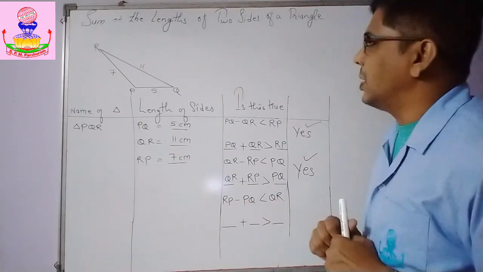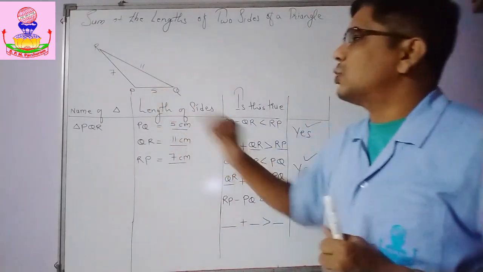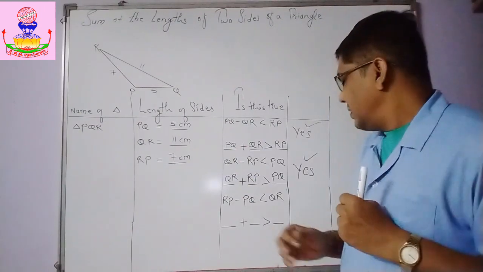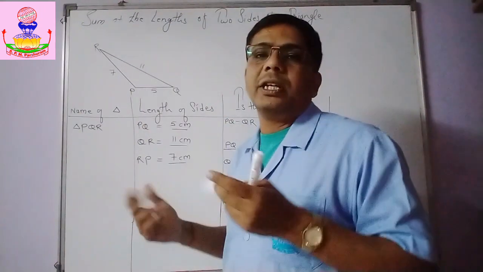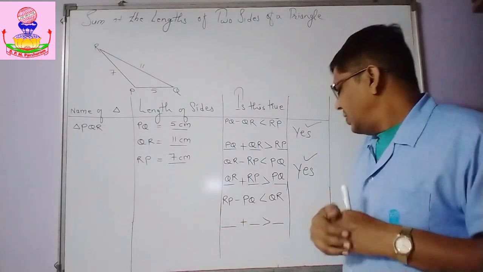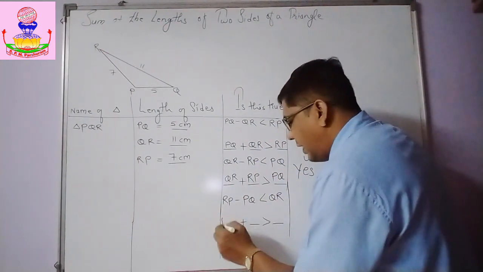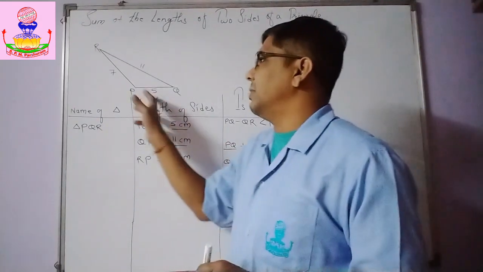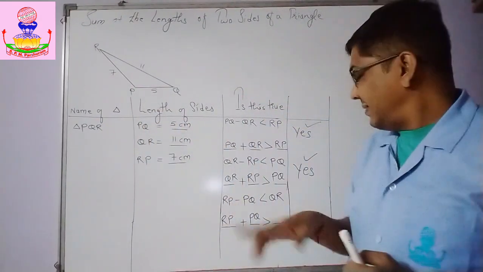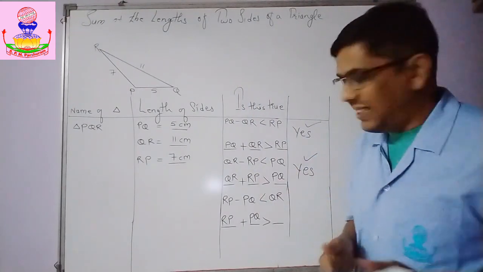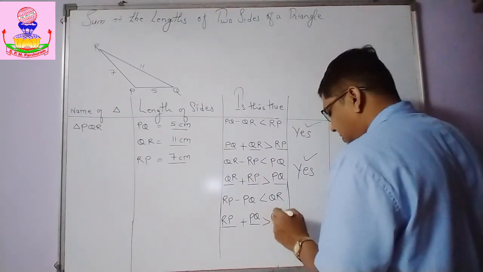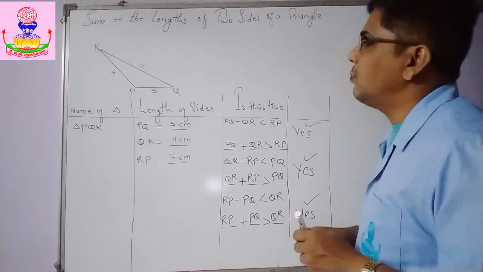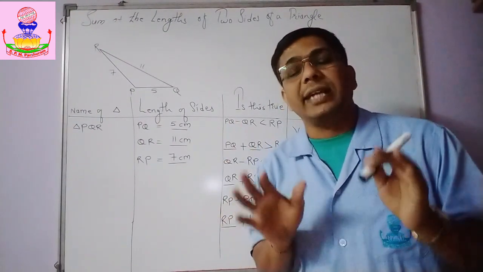Then, RP minus PQ. What is RP? 7. Minus PQ, 7 minus 5 is 2. Right? And is it smaller than QR? QR is how much? 11. Is it smaller? Yes, it is. Then, same way, now find the sum. RP plus PQ. What is RP? 7. What is PQ? 5. 7 plus 5 is 12. Is it greater than the third side RQ? Yes, it is. So we can say yes, it is greater than QR. Similarly, the first and third activity you will do in the notebook, textbook itself.